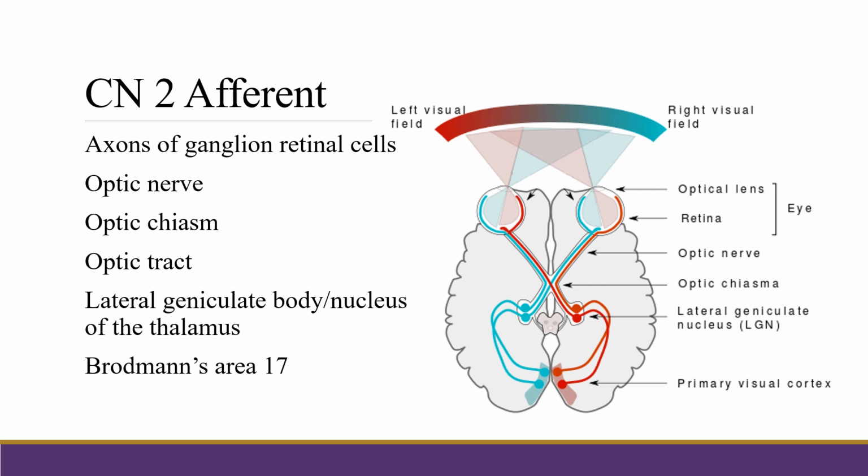Then we call it the optic tract after that. And then we're going to see it synapse there at the lateral geniculate body of the thalamus. And then Brodmann's area 17 in the back is that primary visual cortex.